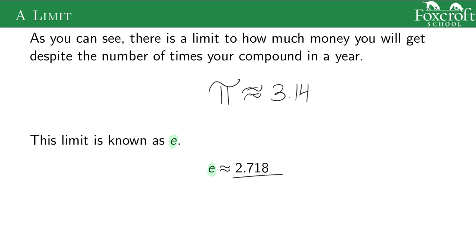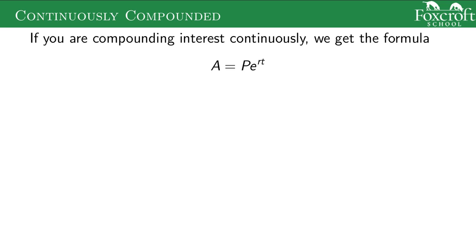But the nice thing with this number E is once we have it, we can simplify some of our formulas. And it turns out if we're compounding continuously, so continuously means you're getting little tiny bonuses as often as possible, we're going to get this formula for interest. P is still our principal, R is still the interest rate, T is still time, but E is now that number 2.718. Most calculators have just an E button that'll give you that, just like a pi button.